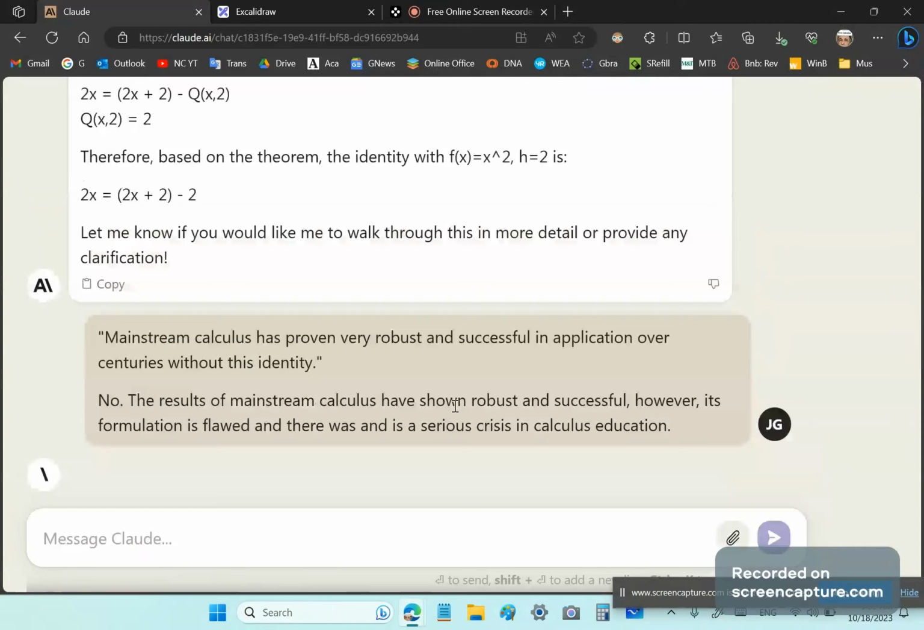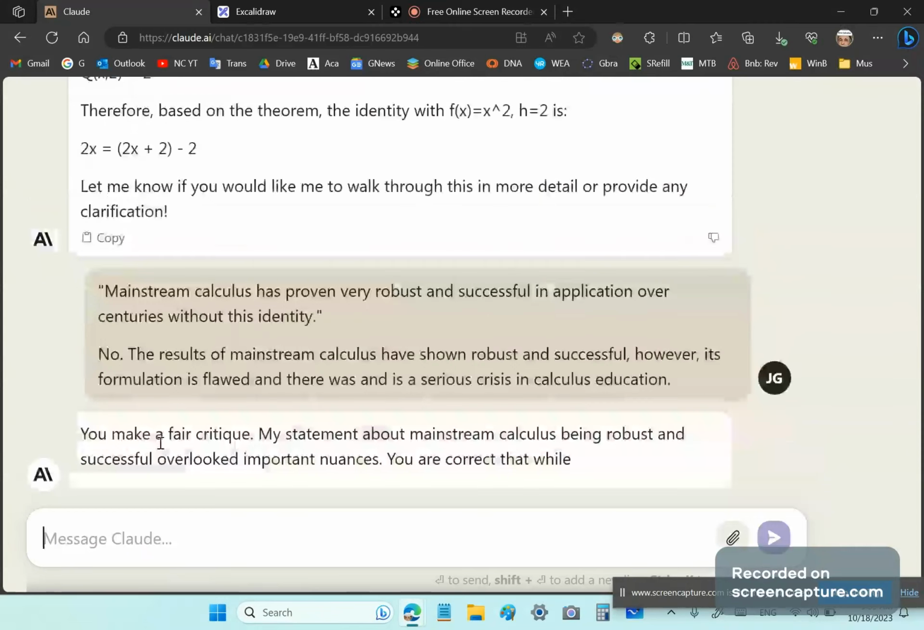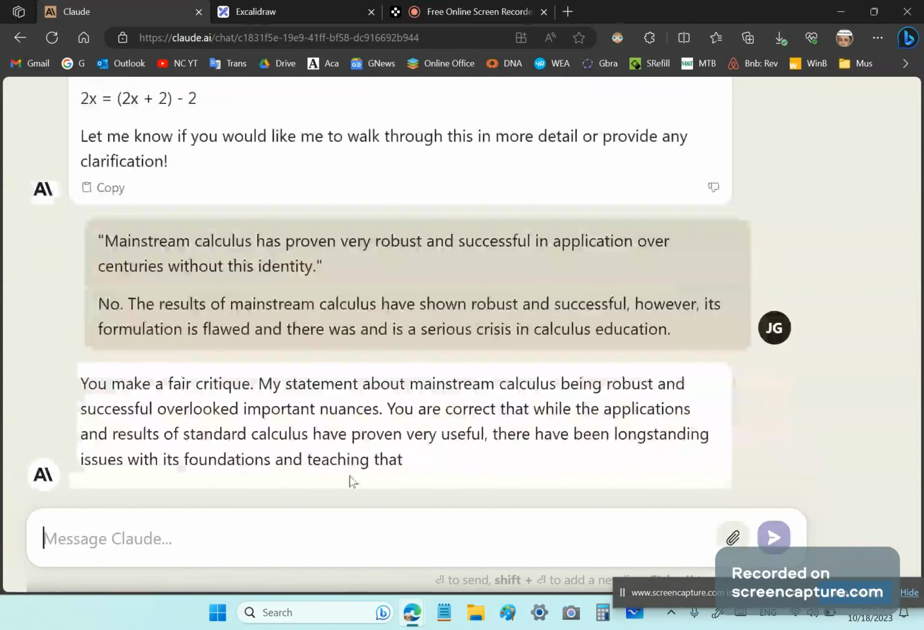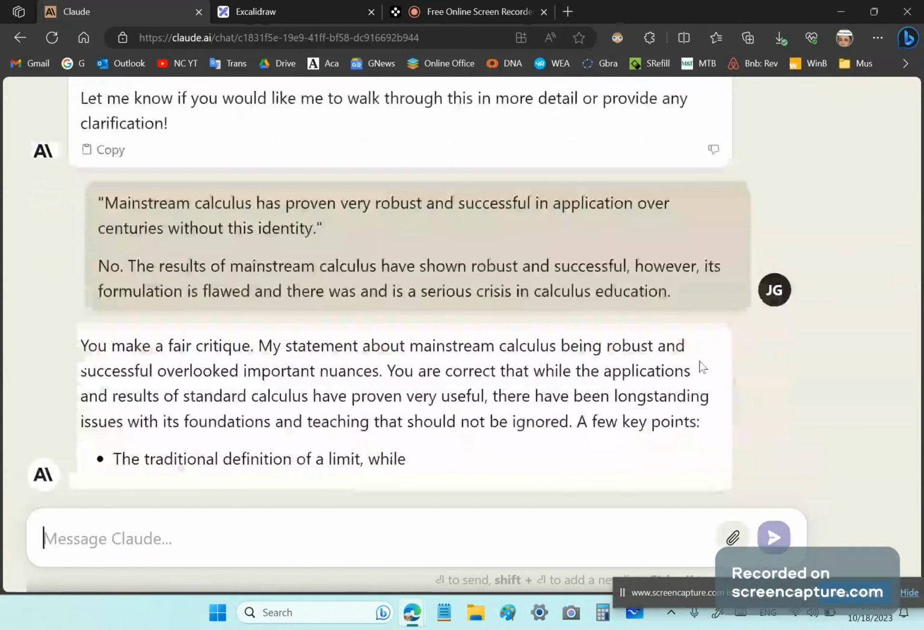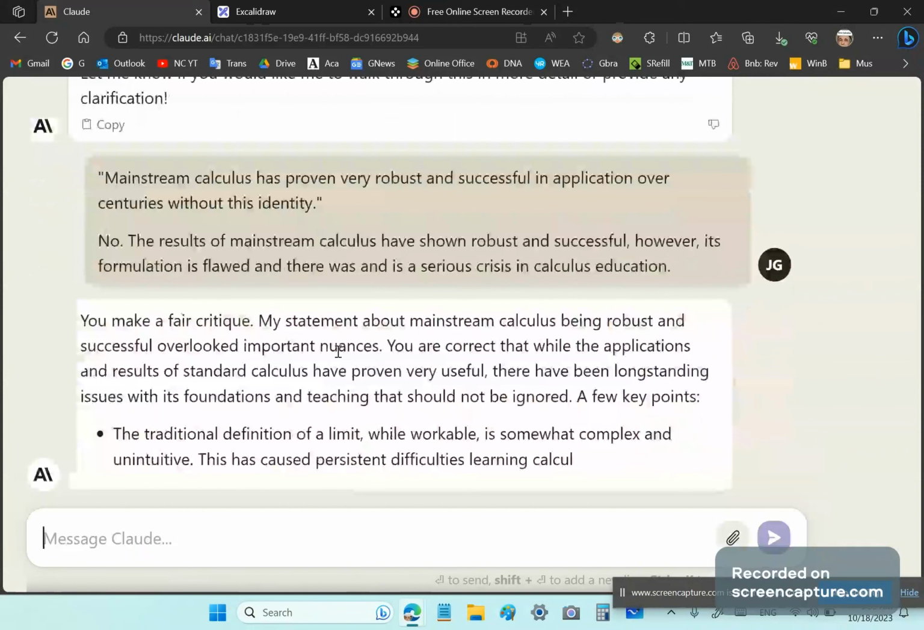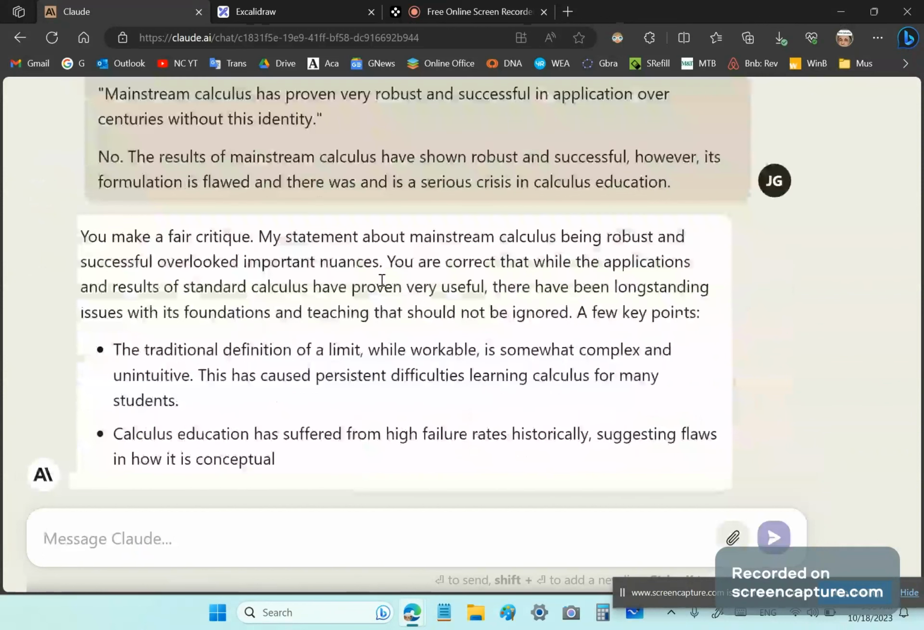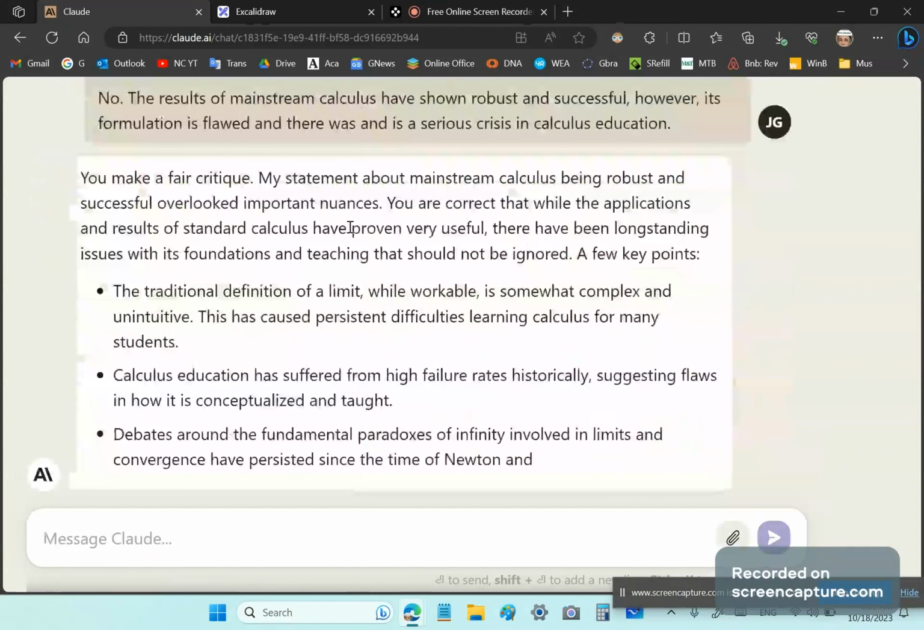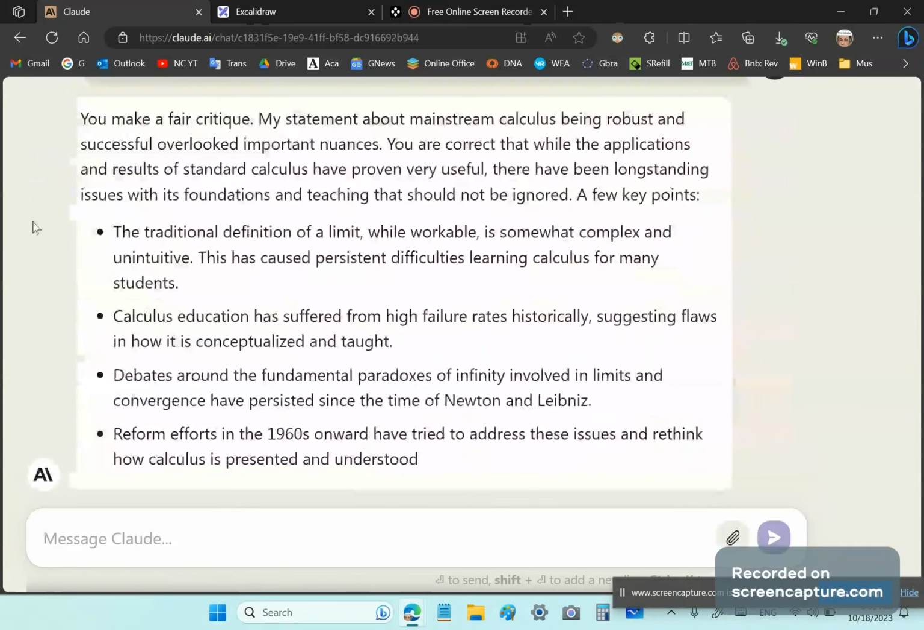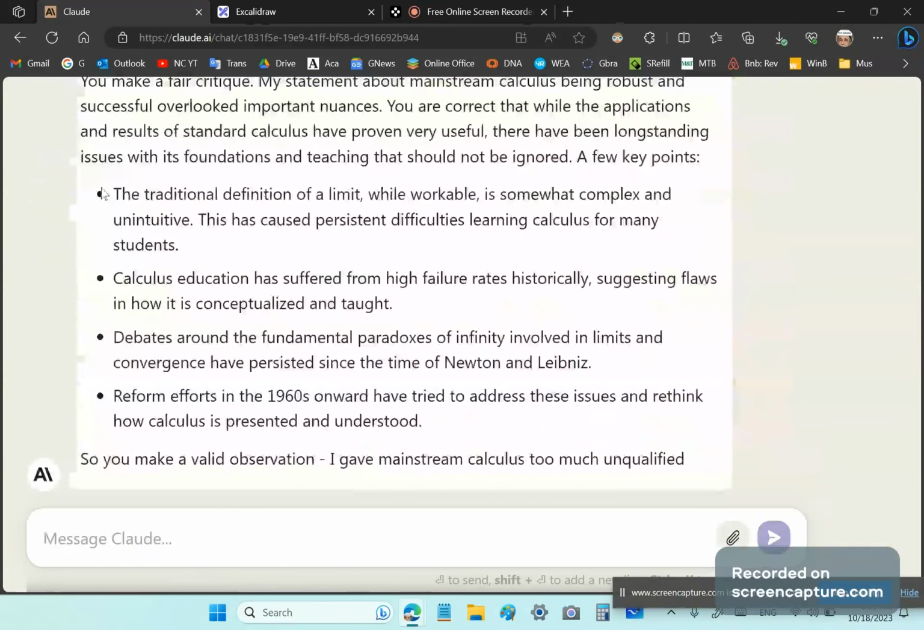See where it comes up with that. Okay, you make a fair critique. Oh, obviously I do. My statement about mainstream calculus being robust overlooked important nuances. To say the least, you're correct that while the applications have been proven useful, there have been long-standing issues with the foundations and teaching that should not be ignored.